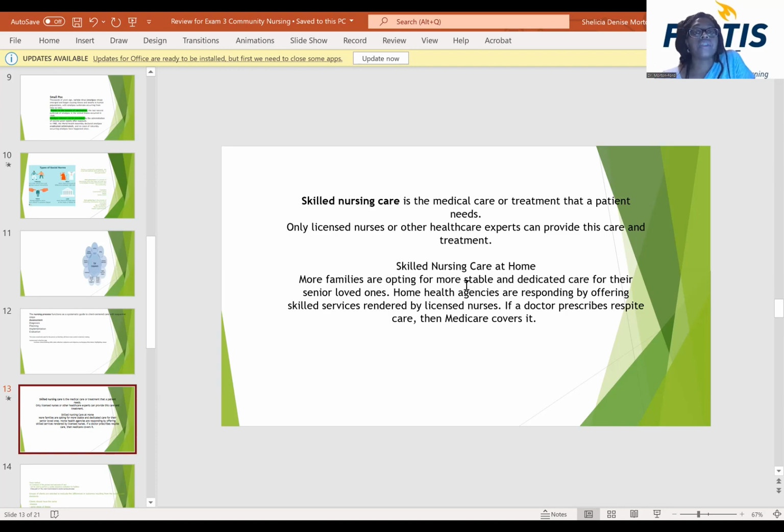And more families are opting for more stable and dedicated care for their senior loved ones. Home healthcare agencies are responding by offering skilled services rendered by licensed nurses. If a doctor prescribes, writes a prescription for that respite care, then Medicare actually covers it.